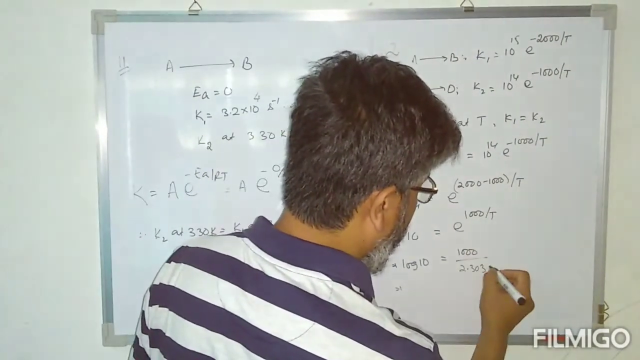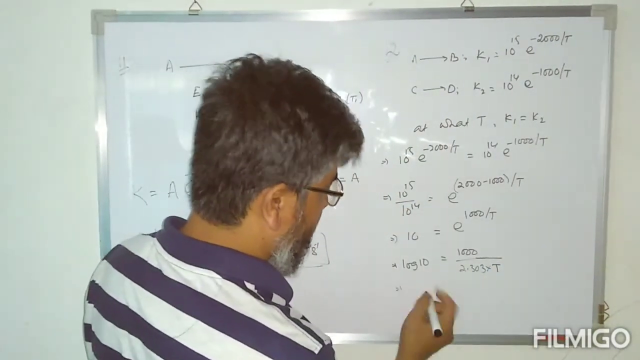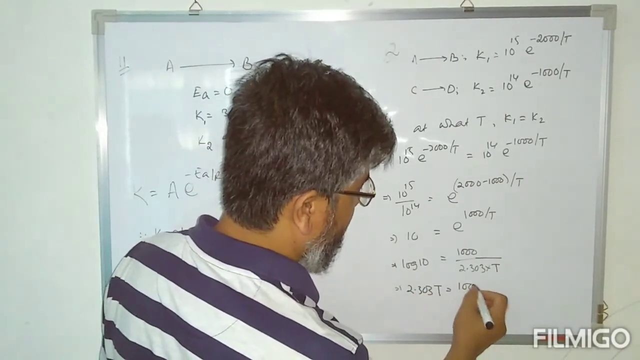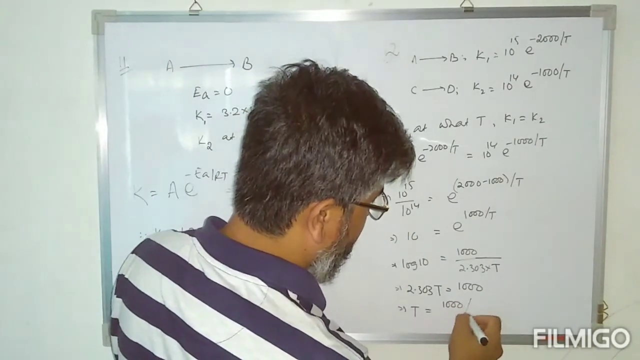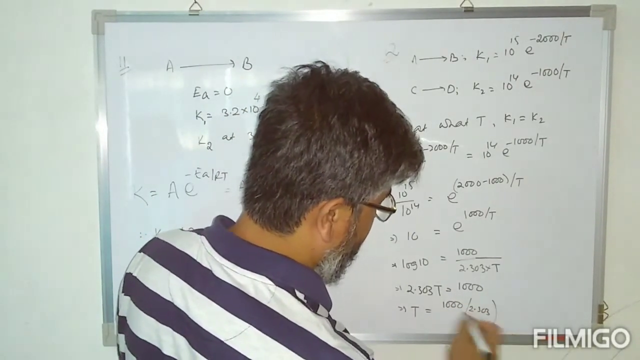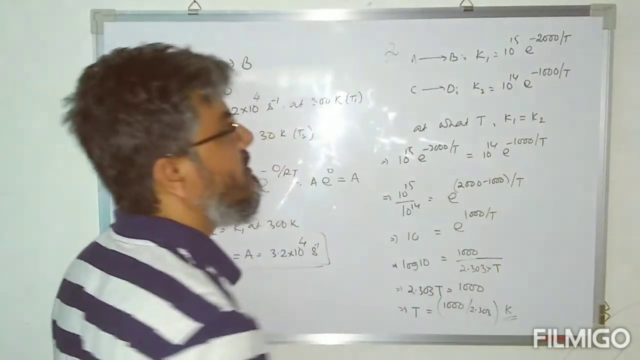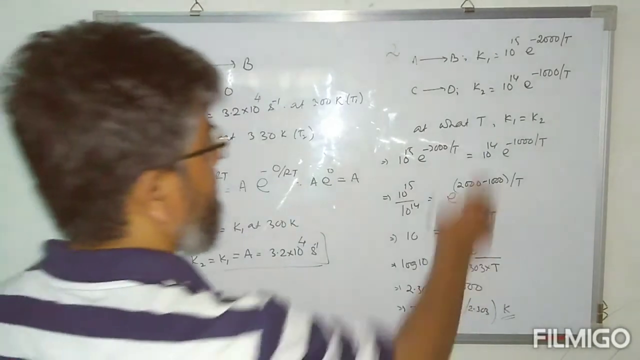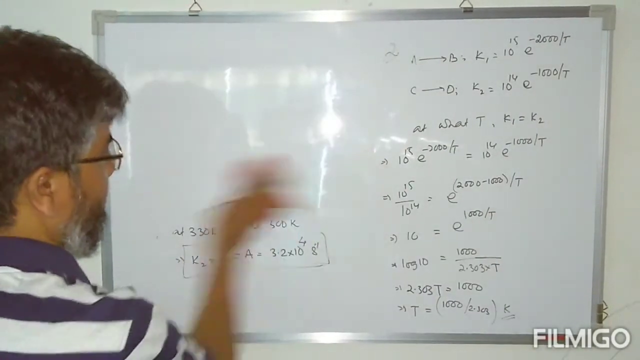So 2.303 T is equal to 1000. Therefore, the temperature T is equal to 1000 by 2.303 Kelvin. At this temperature, K1 should be equal to K2. It means you just have to equate the relations and solve for T.